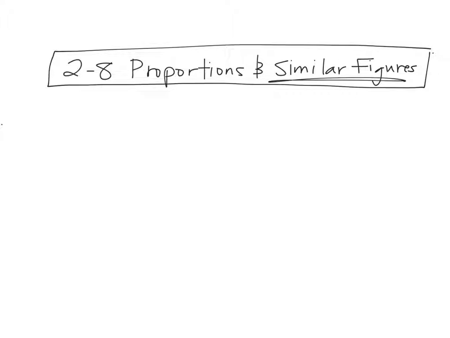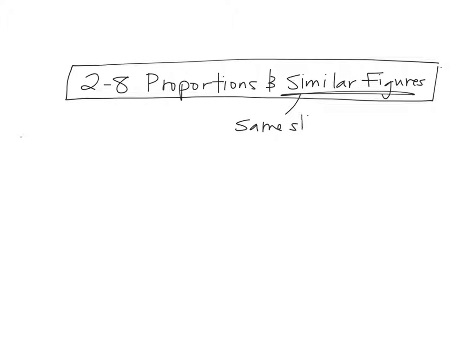About similar figures. This is kind of an intro into what you'll see in geometry someday, with similarity. So similar figures can have the same shape, but they'll have a different size. So they're not equal figures, they're similar to each other. They're proportional to each other, okay?